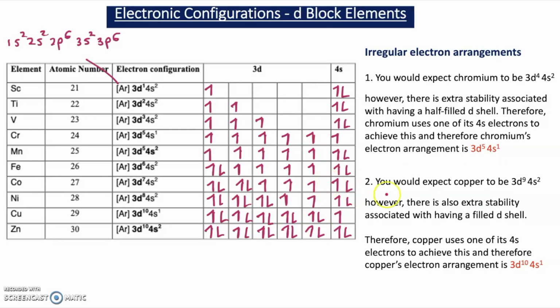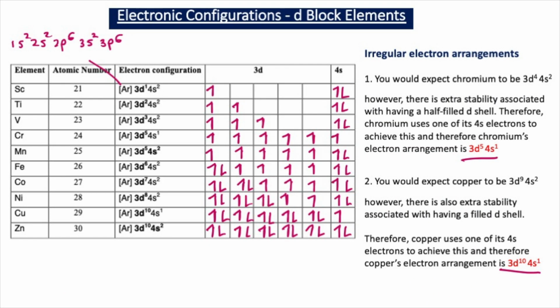So when writing the electronic configurations of the d block elements, you have to remember these two irregular electron arrangements. So chromium is 4s1 3d5 because there's extra stability associated with having a half-filled d shell. So therefore, it uses one of its 4s electrons to achieve this. And copper is 4s1 3d10 because there's extra stability associated with having a full d shell. So copper uses one of its s electrons to achieve this.